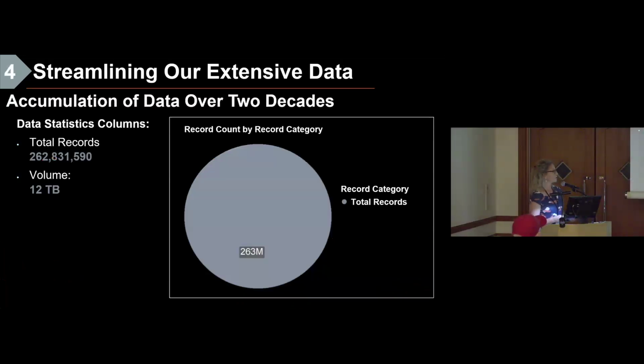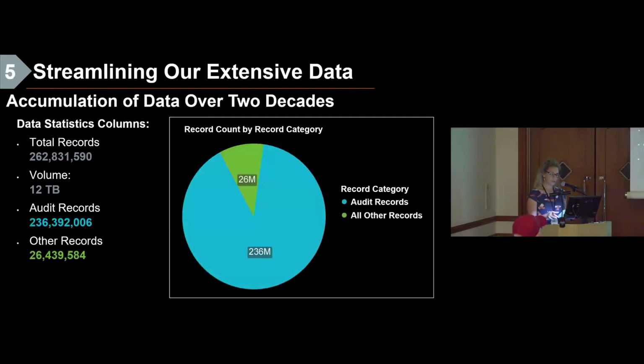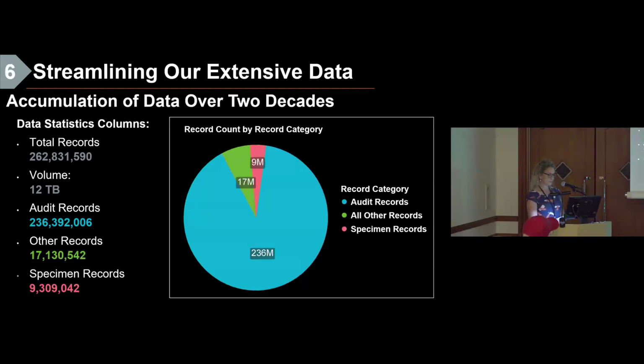And what we found out was we have a lot of data. So currently we have 263 million records. That's 12 terabytes of data. Most of this is audit records, which track all inserted and modified records and their timestamp. But excluding those, we have over 26 million records within discrete concepts like taxonomy, multimedia, geography, people, and organization. Of the 26 million records, 9 million are specimen records.